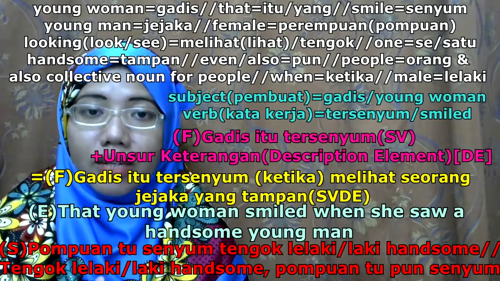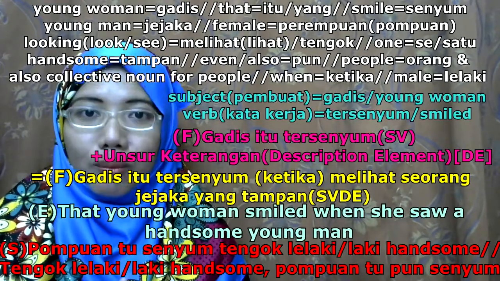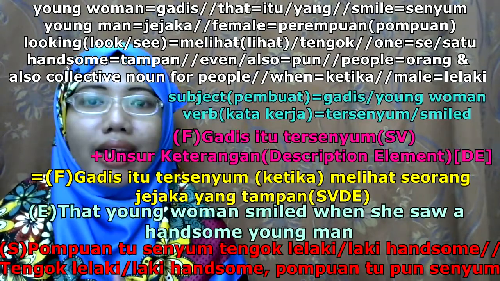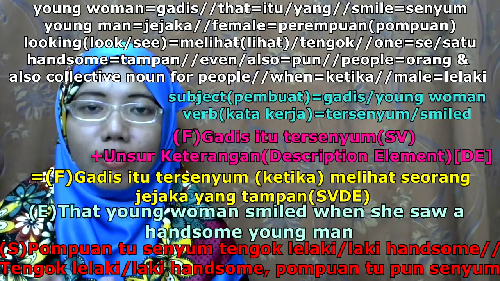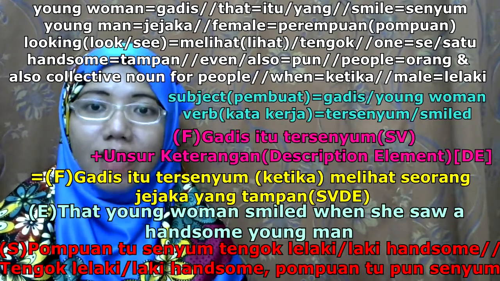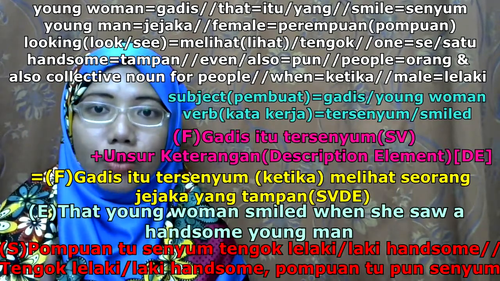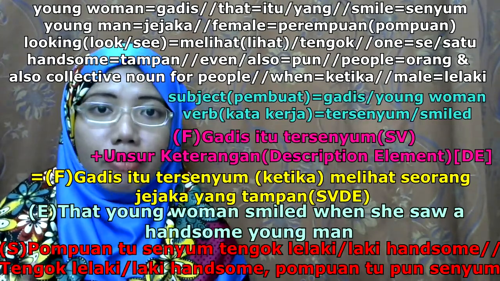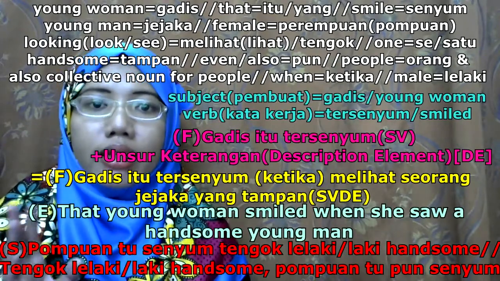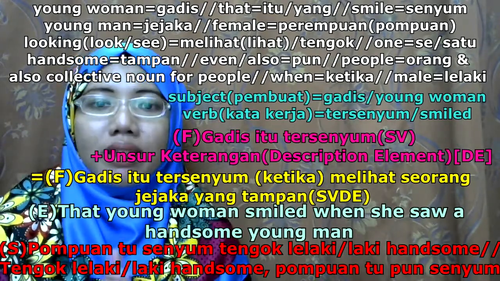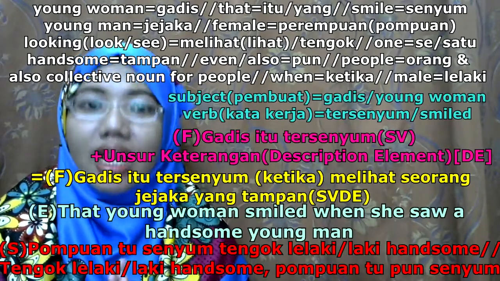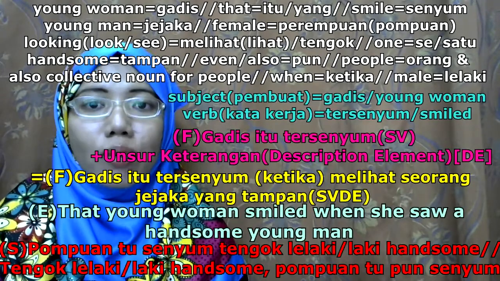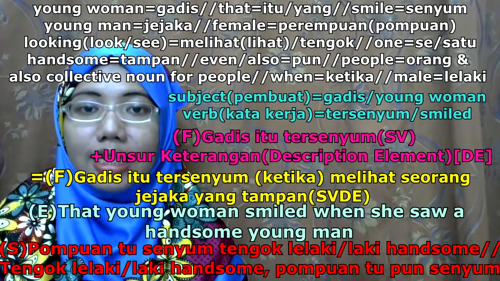If I direct translate one by one, gadis, young woman, that young woman, gadis itu tersenyum, smile, when ketika melihat, from the root word lihat, which means see, seorang, satu is one, orang is people, but orang here is actually collective noun for people. And these people refer to jejaka. Jejaka is young man, yang is that, tampan is handsome. So, gadis itu tersenyum ketika melihat seorang jejaka yang tampan.